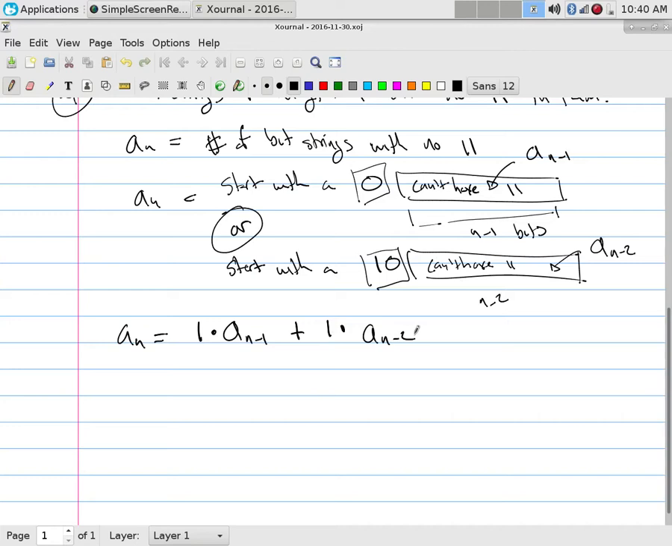How could I make something of length n? I would write a 0 and then finish off the next n minus 1, or I would write a 1, 0 and then finish off the n minus 2 bit strings. In other words, this thing becomes a tree. You just simply go around and this will count all the possible bit strings that are going to be allowed.